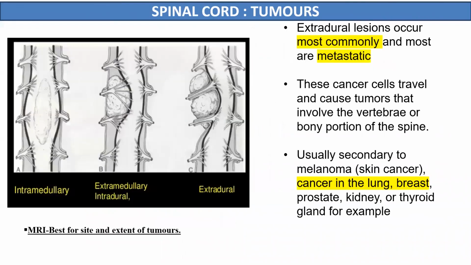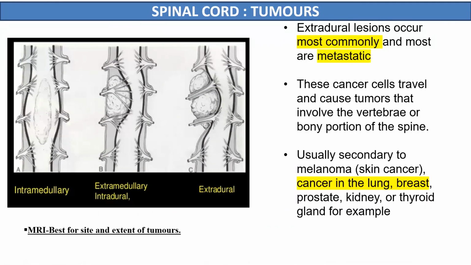Lastly, the spinal cord may be invaded by various tumors, and most of the tumors in the spinal cord are extradural, that is, they are lying outside the dura mater. And these extradural tumors are mostly secondary tumors. The primary source of the tumor can be in the lung, breast, prostate and kidney, and secondarily they involve the spinal cord. And MRI is the best to locate the site and extent of the tumors.